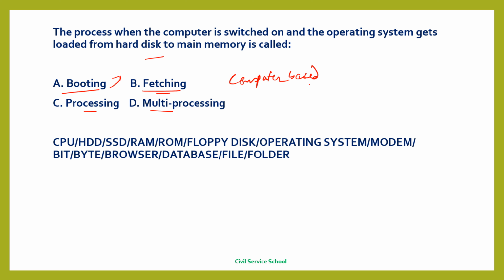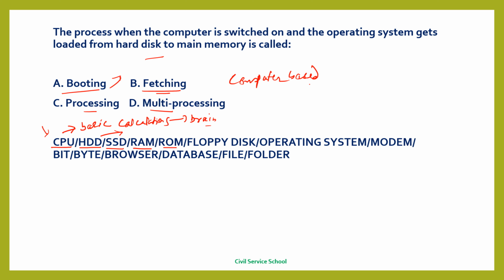So there are some common basic terms which are usually asked in competitive exams, like CPU, HDD, hard disk drive, SSD, solid state drive, RAM, random access memory, ROM, read-only memory. Let me give you the basic meaning of these terms. CPU does the basic calculations of a computer. This is the brain of a computer, where all things happen.